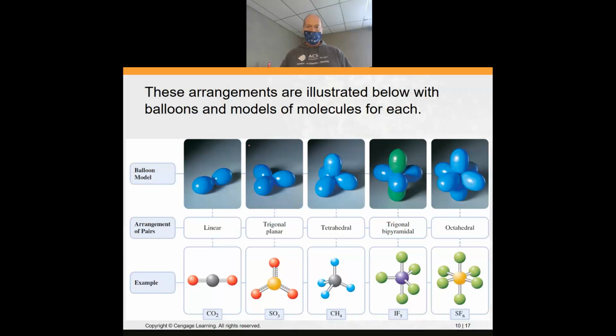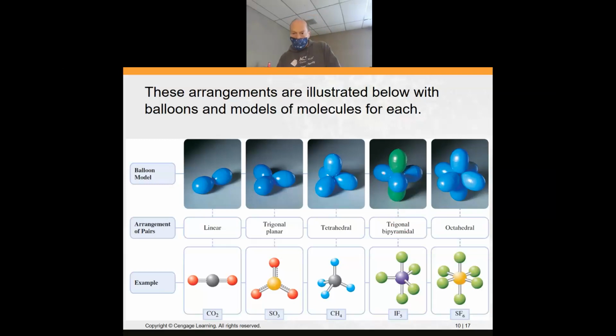If you blew up some balloons, they would get as far apart as possible when you tie them together. So that's going to be linear. It's going to be trigonal planar. That's your tetrahedral. Here's your trigonal bipyramidal. Note the 2 different colors here for your trigonal bipyramidal.